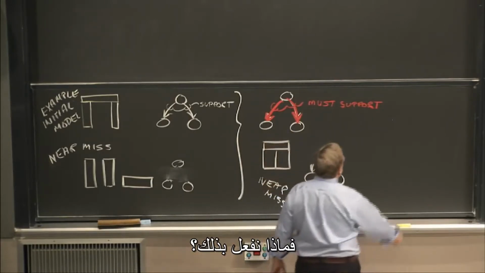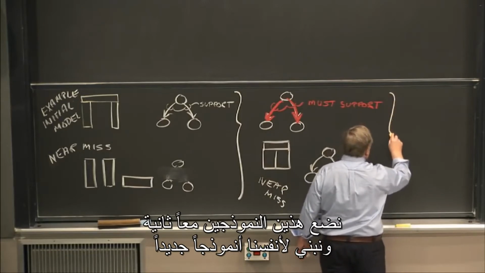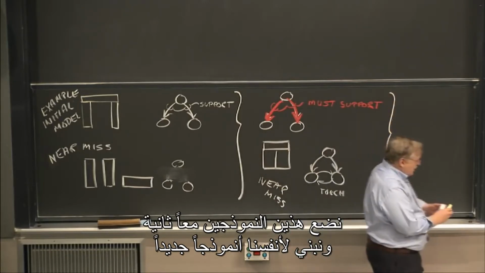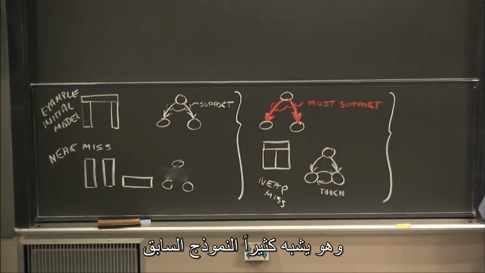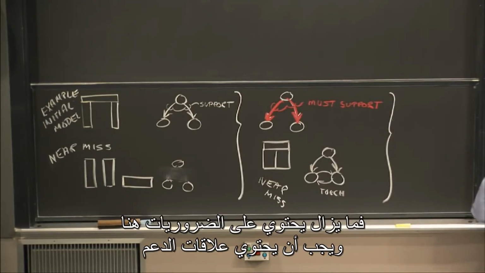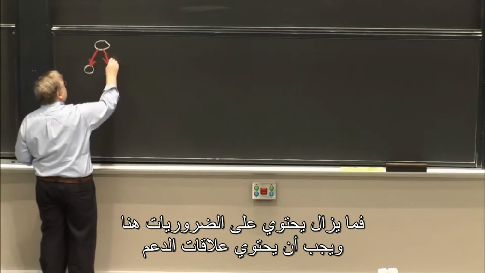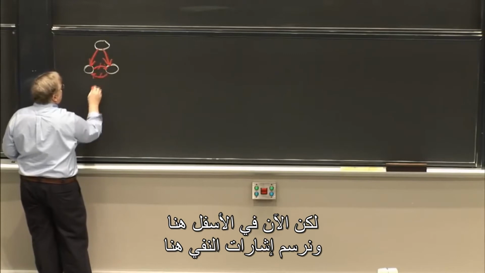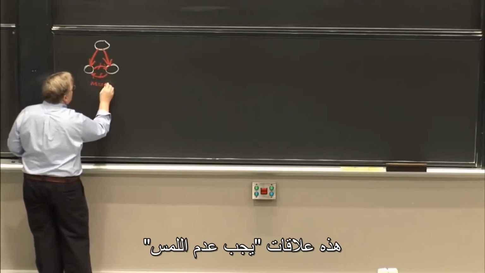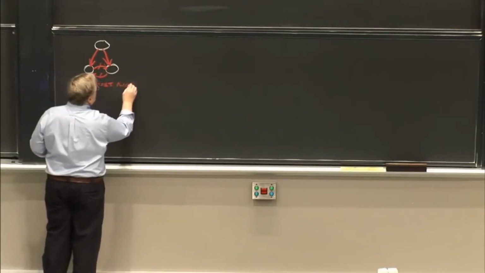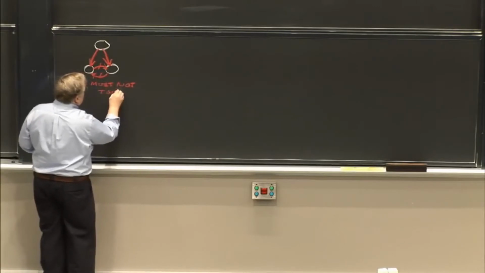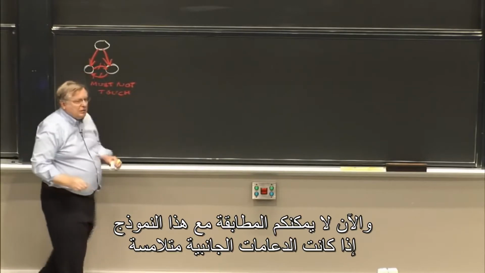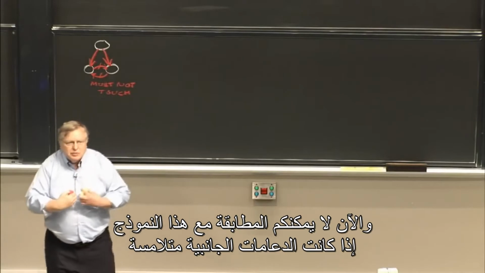So what do we do with that? We put those together again, and we build ourselves a new model. It's much like the old model. It still has the imperatives up here. We have to have the support relations. But now, down here, let me draw not signs through there. These are must not touch relations. So now, you can't match against that model if those two side supports are touching each other.